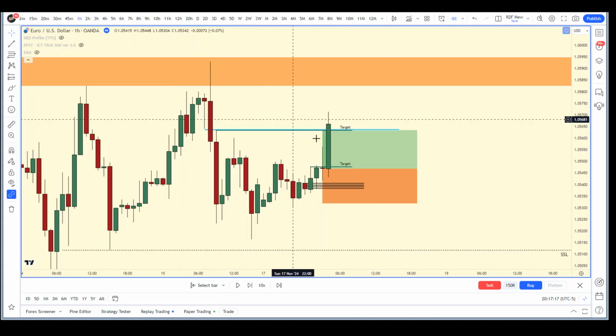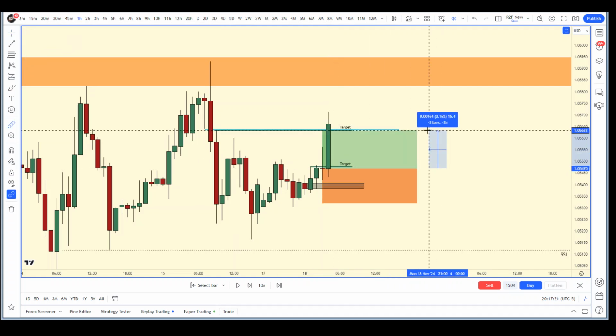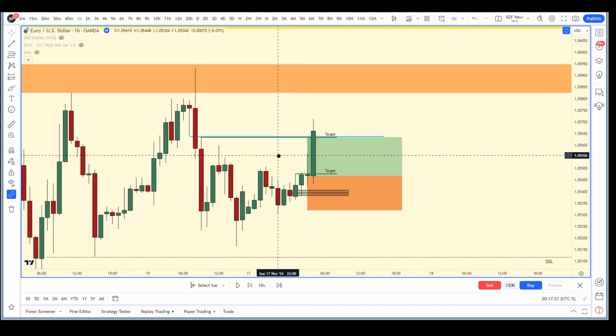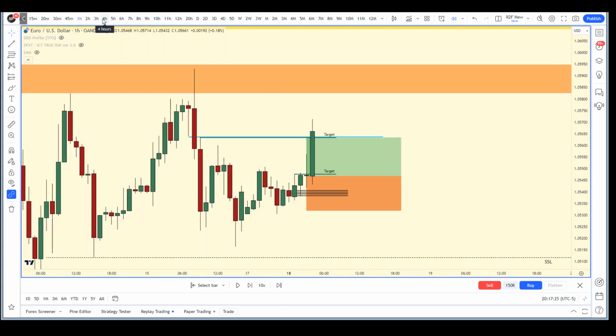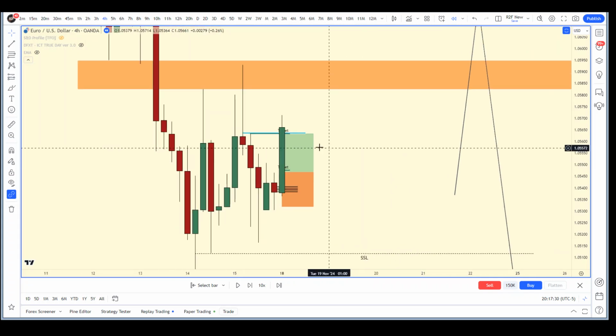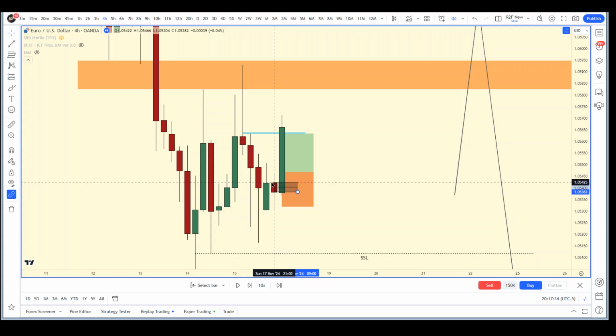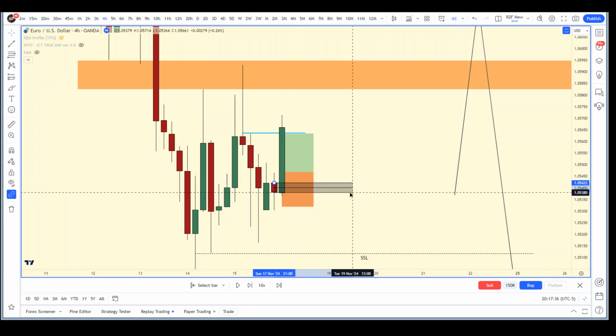So at this point, that trade's done. Total of 16 pips or so. I got with 2 lots. And if we go on to the 4 hour, I saw this, right? So let me delete these targets. Now this over here is a nice 4 hour order block.